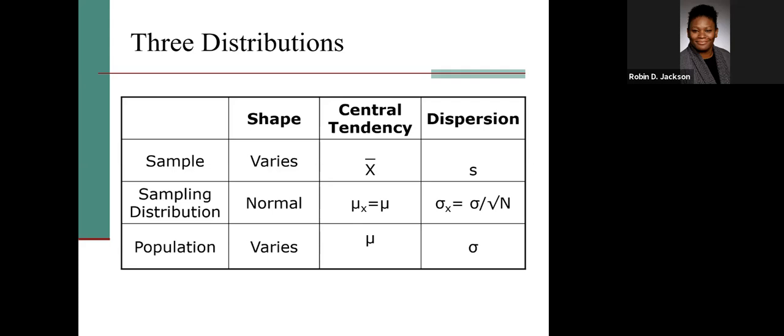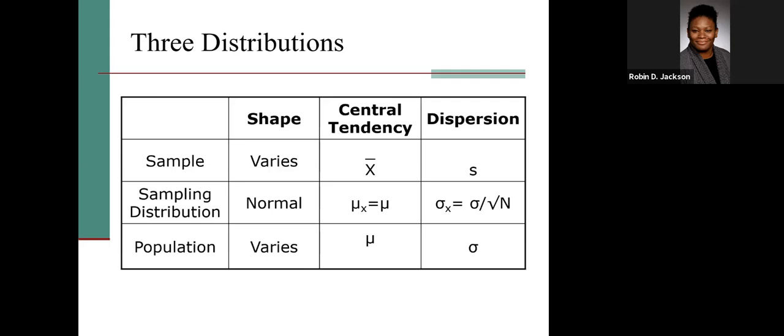Little s is the standard deviation for a sample. And I always forget what this symbol is. I think this is the little sigma, and that is the symbol for population standard deviation. And then you have the information for the sampling distribution. The mean for the sampling distribution is going to be the same as the population mean. And the standard deviation is the population standard deviation divided by the square root of the number in your sample.